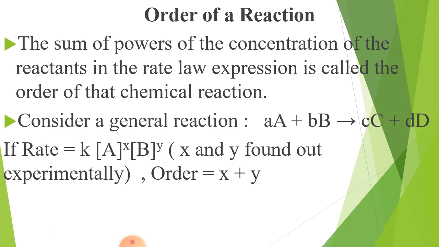Now we have to know how to calculate the order of reaction and what the order of reaction is. The sum of the powers of the concentrations of the reactants in the rate law expression is called the order of that chemical reaction. Now how can we explain this? Consider a general reaction aA + bB gives cC + dD.